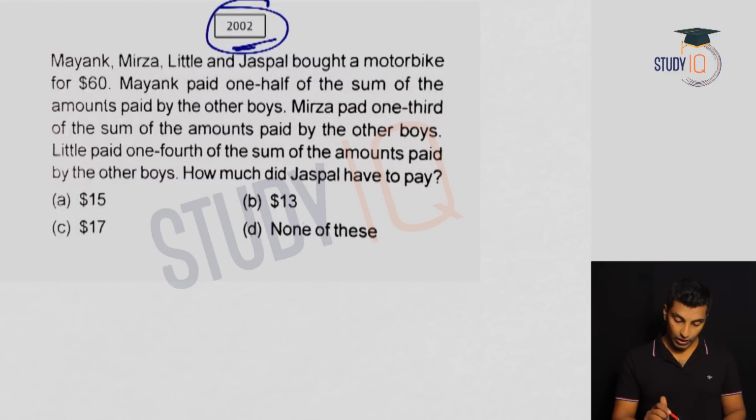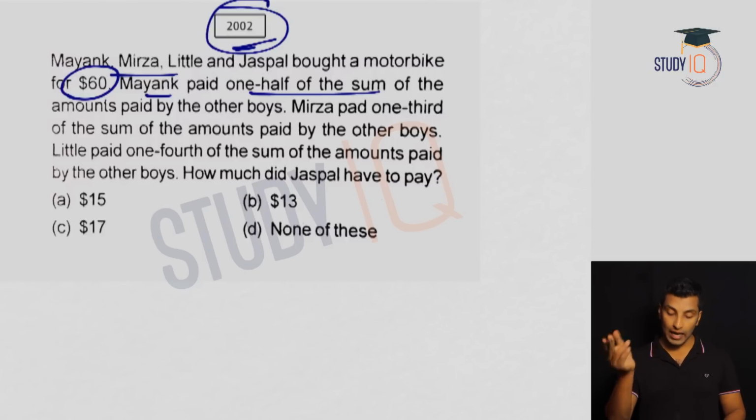So what is given? How will you solve this? Four persons bought a motorbike for 60. Now the first person paid one half of the sum of the other three paid. Okay, half of the other three.